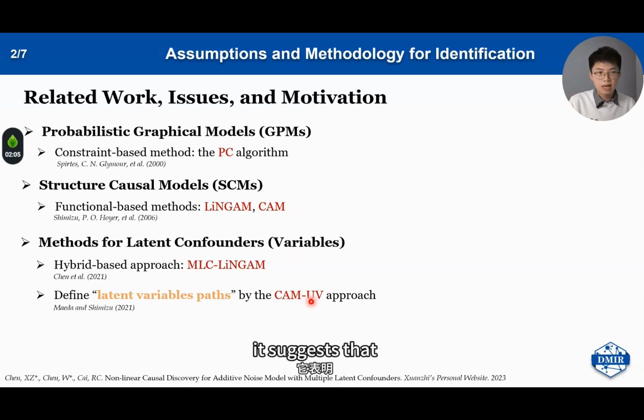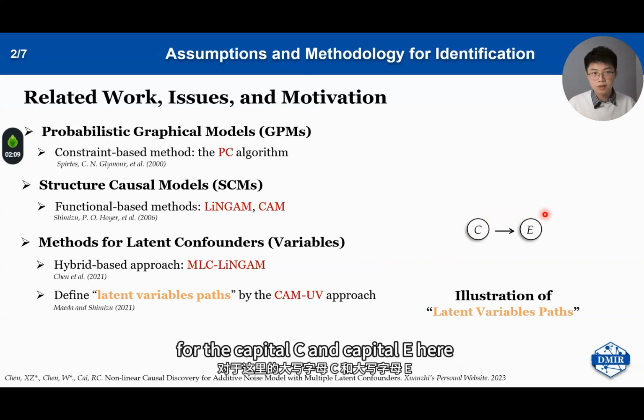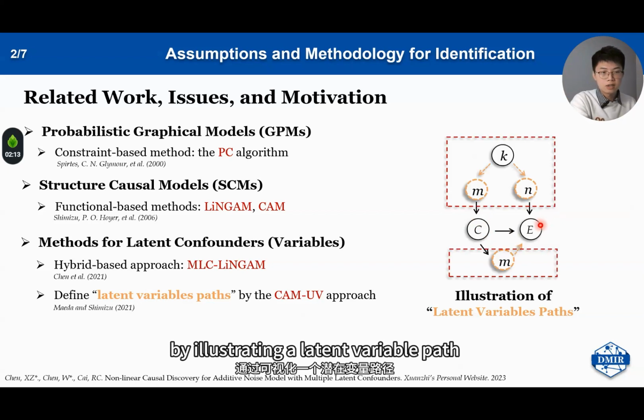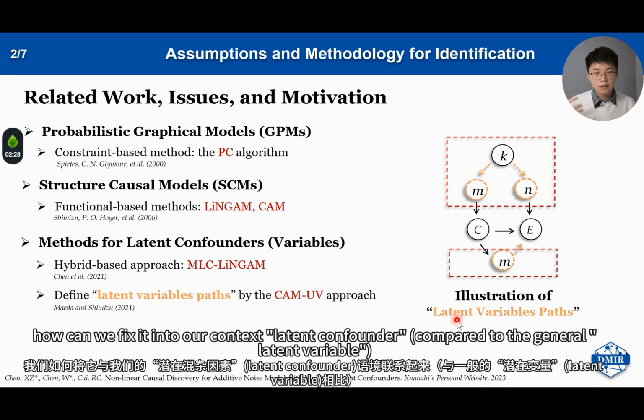It suggested that we can identify the cause and effect, or the capital C and capital E here, for these two nodes. We can do this by introducing a latent variable, and the latent variable here I mark in yellow. But we are still wondering, aside from the illustration, can we make a clear condition? And specifically, how can we fit it into our context of latent confounders?